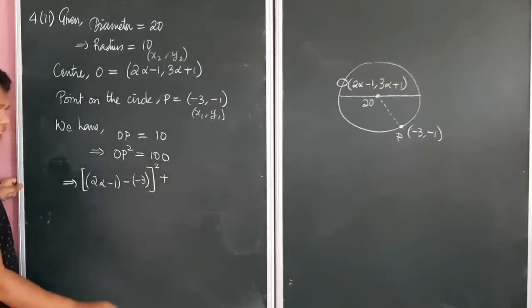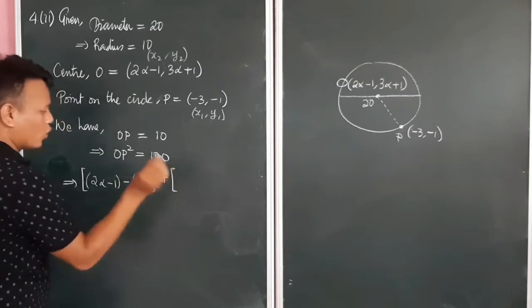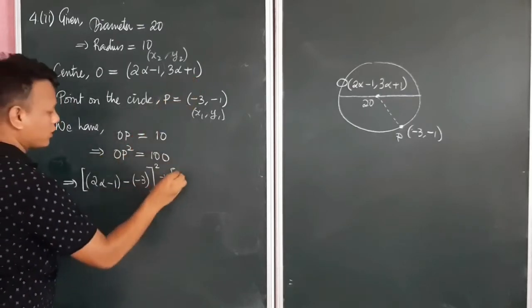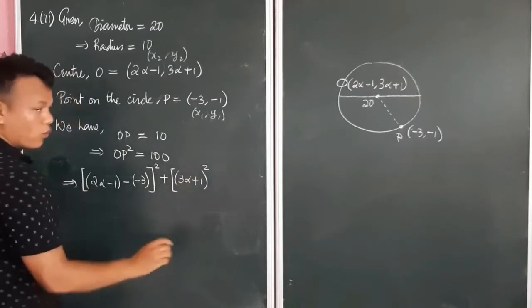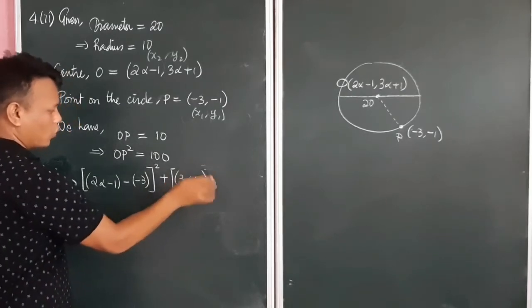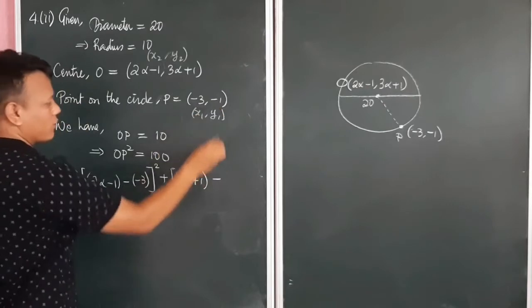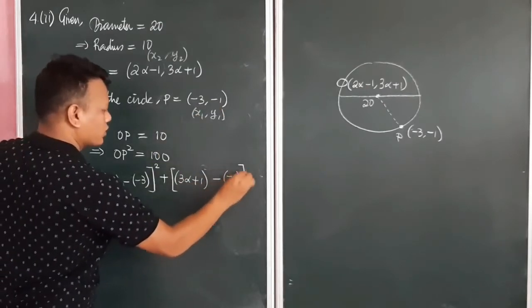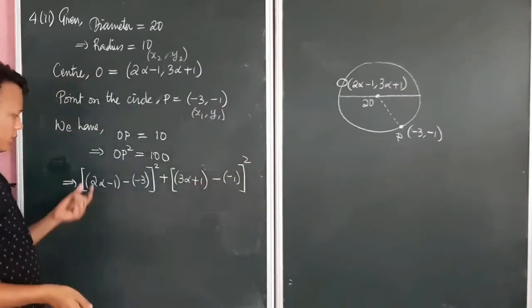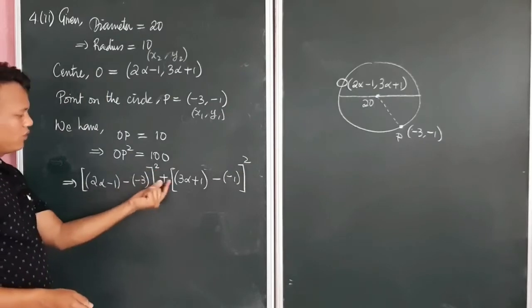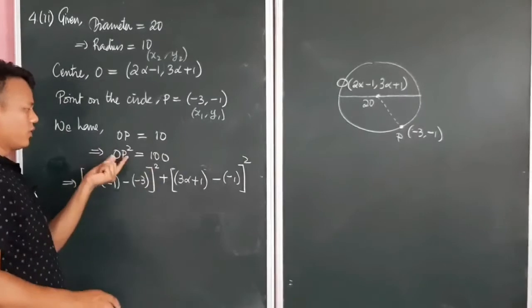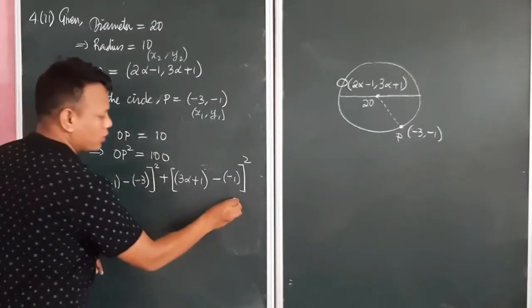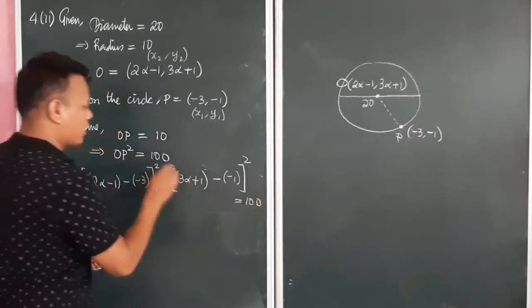plus y2 minus y1, right? So y2 is what? y2 is this whole thing, 3 alpha plus 1, whole square. y2 minus y1, and y1 is minus 1 out here. So whole square. Is that clear? x2 minus x1 whole square plus y2 minus y1 whole square. The square root sign is vanished because we have put the square out here. So this will be equal to 100.